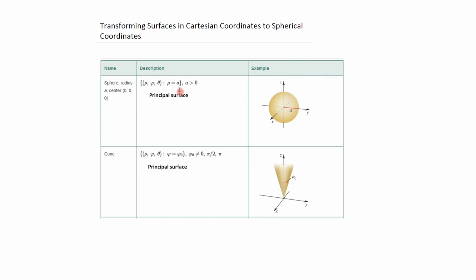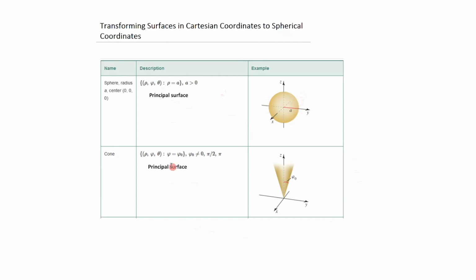So for instance, if rho is equal to a, and a is greater than 0, then we're just mapping out the surface of a sphere of radius a. Now the fact that phi and theta are not mentioned just implies that phi can be any value from 0 to pi, and theta can be any value from 0 to 2 pi. If you scan phi from 0 to pi and theta from 0 to 2 pi, then you're just mapping out the surface of that sphere of radius a.